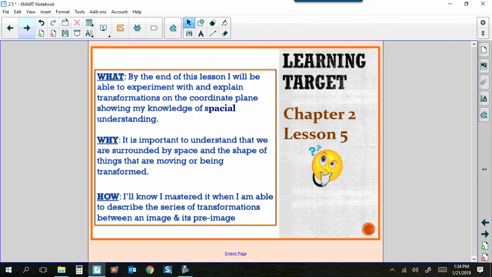Today we are going to be talking about 2.5 composite transformations. By the end of this lesson, I will be able to experiment with and explain transformations on the coordinate plane, showing my knowledge of spatial understanding. Why do we need to learn this? So we can understand we are surrounded by space and the shape of things that are moving or being transformed. You will know you have mastered it when you are able to describe a series of transformations between an image and its pre-image. Okay, let's go ahead and get started.